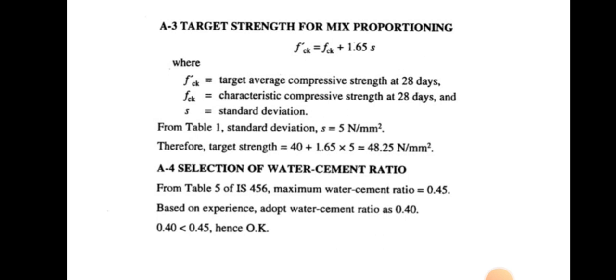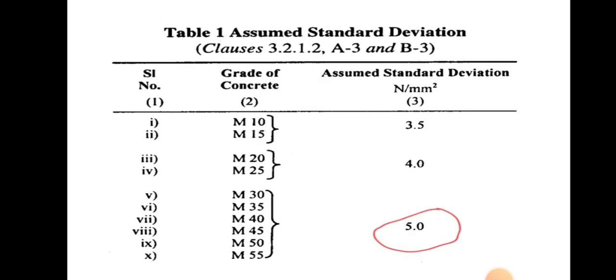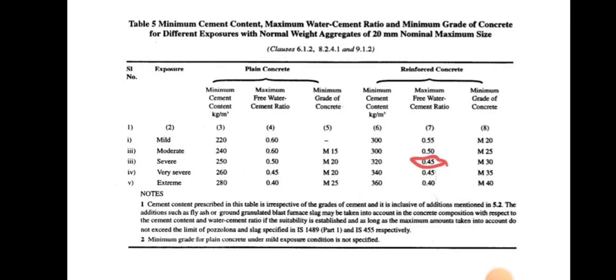Selection of water cement ratio. From table 5 of IS 456, maximum water cement ratio for severe condition is equal to 0.45. Based on experience, adopt water cement ratio as 0.4. 0.4 is less than 0.45, hence OK.